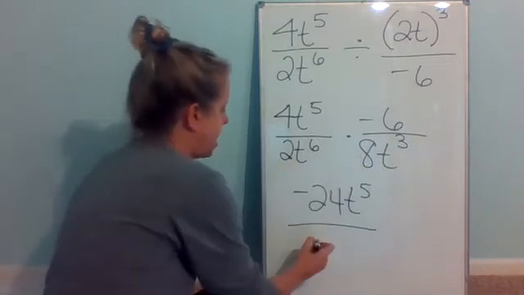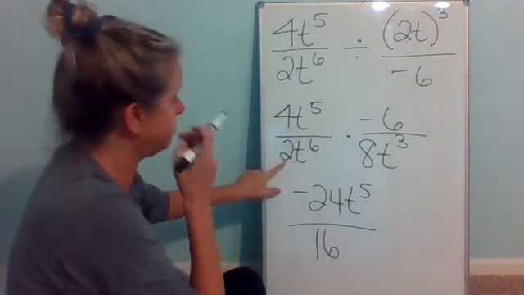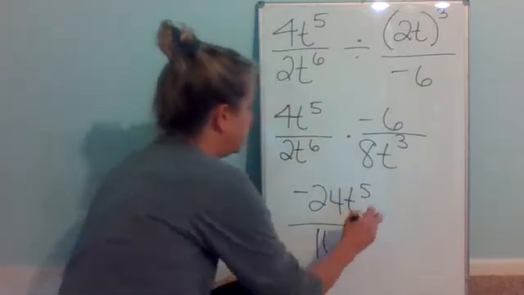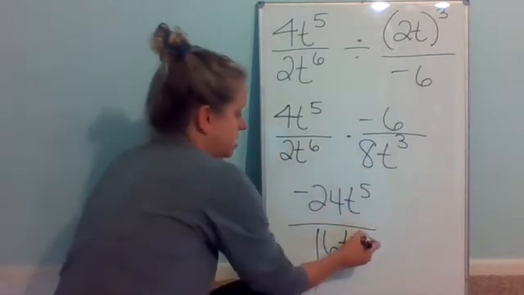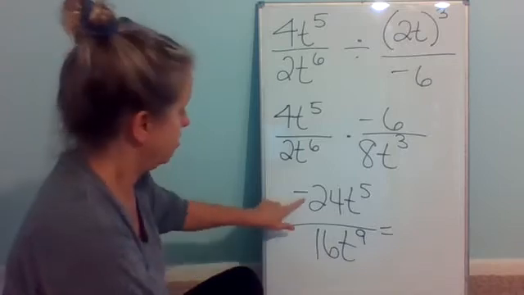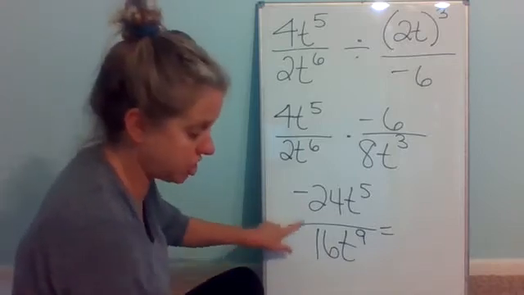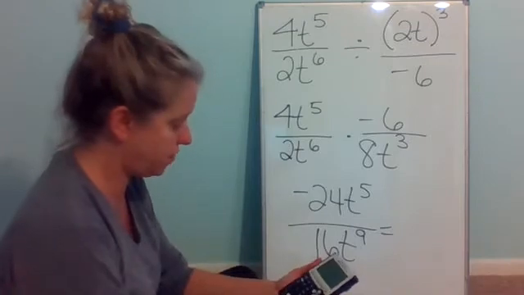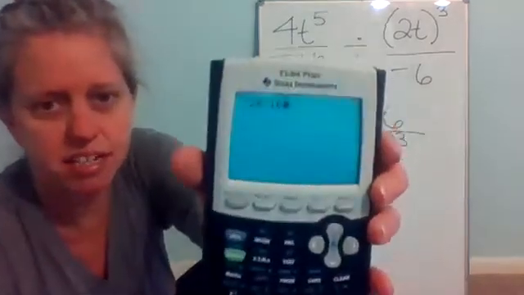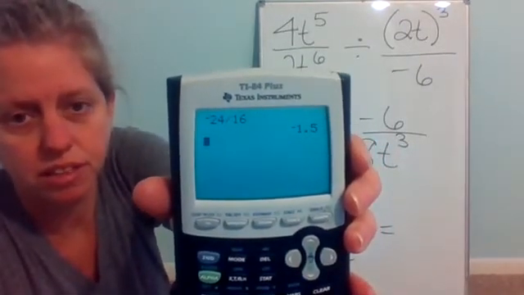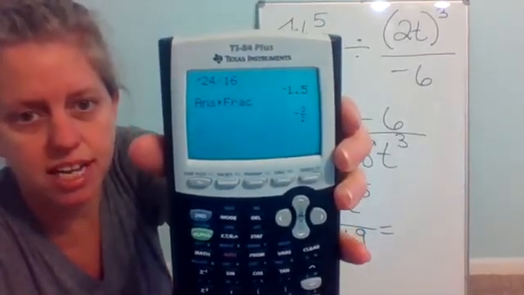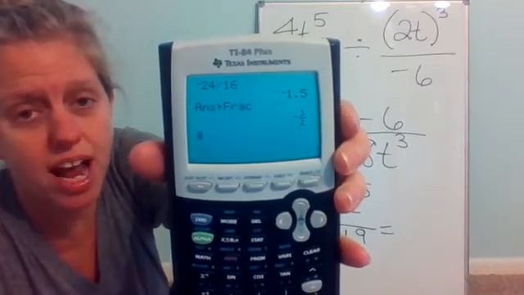So let's see, 2 times 8 gives me 16. t to the 6th times t to the 3rd, add your exponents to get t to the 9th. Reduce this part of your fraction. So let's see, I have -24 divided by 16. There's your fraction, your decimal. Math, enter, it's going to reduce to -3 over 2.